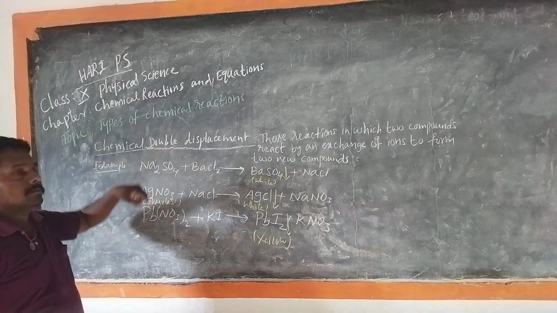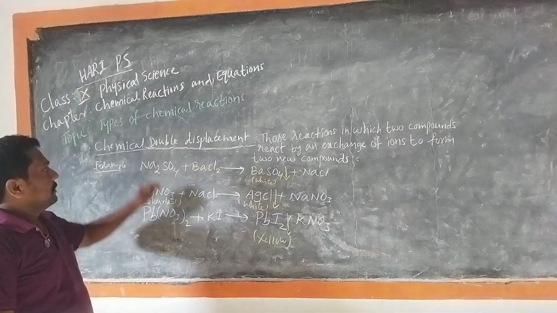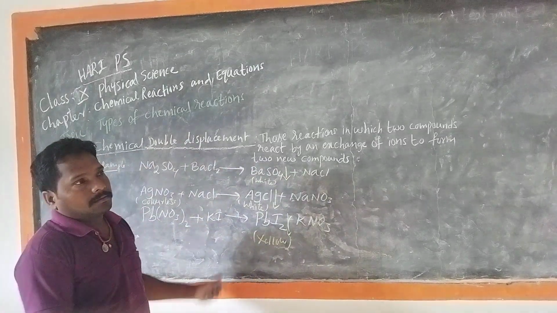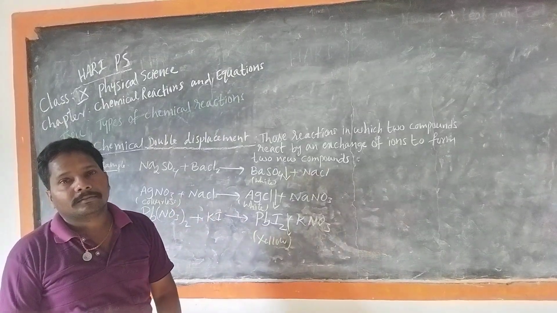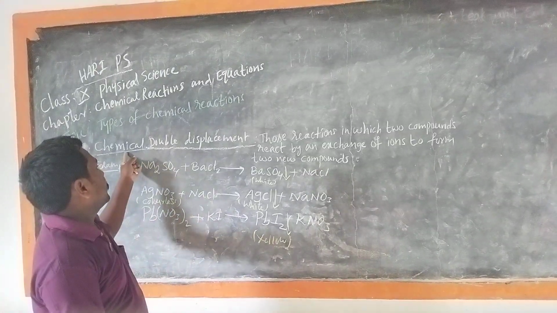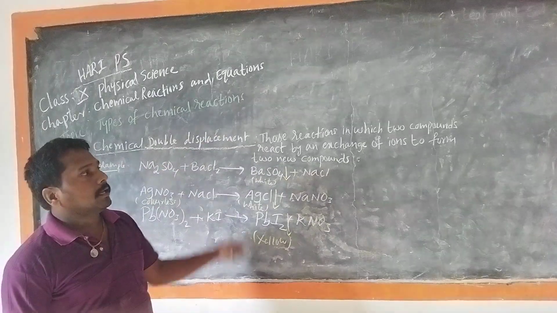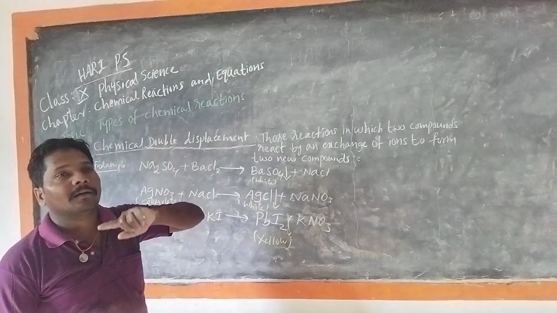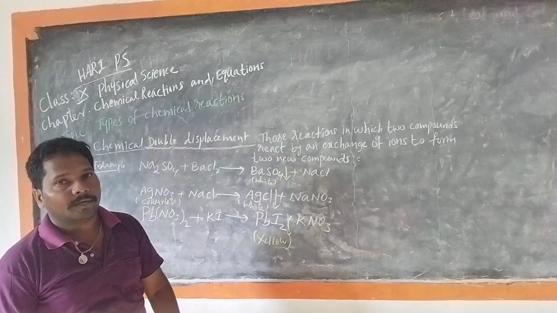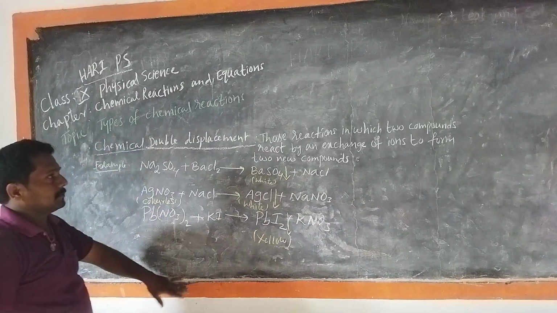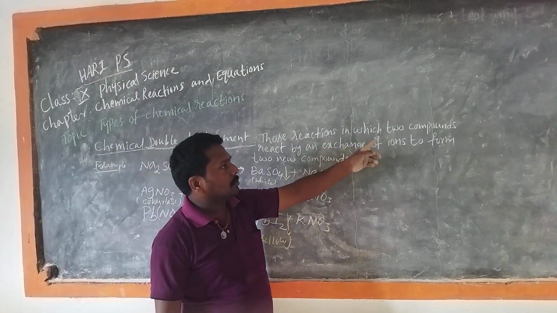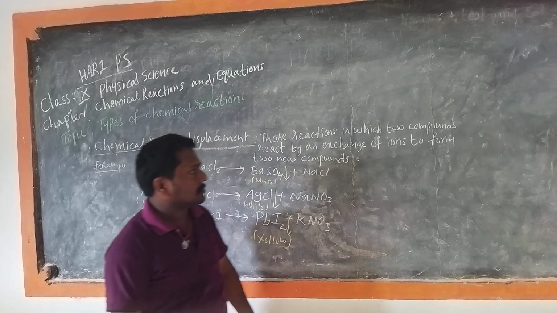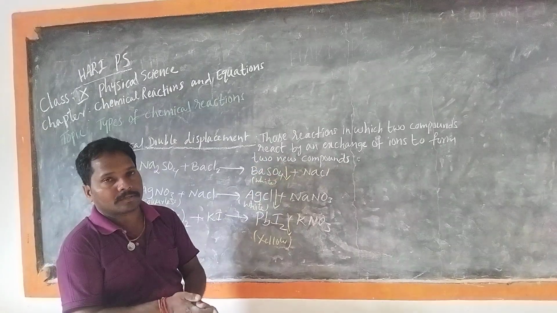Then the next type of chemical reaction: chemical double displacement. Previously we discussed chemical displacement. In a chemical displacement reaction, only one atom displaces the other atom or element from its compound. But in double displacement, the reaction is one in which two compounds react by an exchange of ions to form two new compounds.